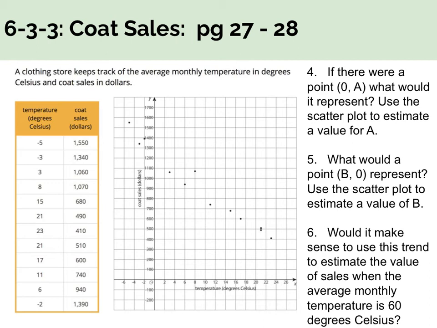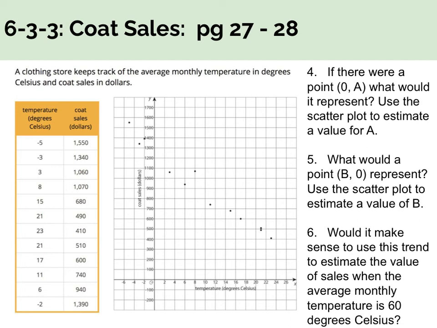Go ahead and answer that, and then come back to me. If we're looking at (15, 680), the 15 is the temperature in degrees, and the 680 is the coat sales in dollars. Number 2: for the month with the lowest average temperature, estimate the total amount made from coat sales. So let's go ahead and answer that also. Again, this is number 2. Sorry, it's not on my page here.